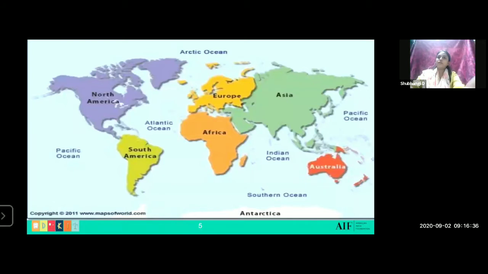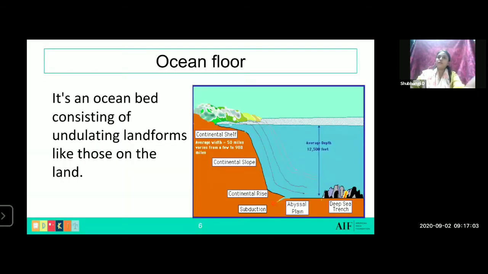From this picture, we can conclude that most of the portion of the earth is surrounded by water. That is, 71% of our earth is covered by water. I will be explaining this by giving some basic information about the ocean, which will be helpful for you to understand the chapter more clearly.